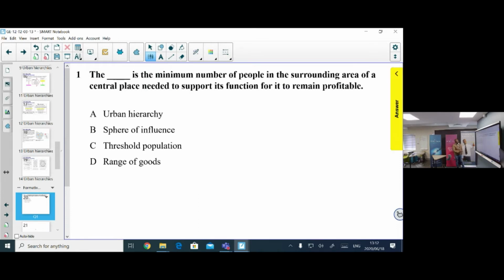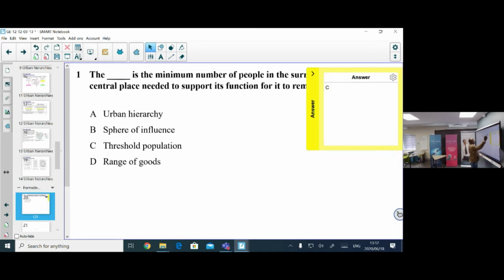I'm not sure if we covered this yesterday, but this is just an assessment that we are doing here to see if we really understood what we did yesterday. The dash is the minimum number of people in the surrounding area of a central place needed to support its function for it to remain profitable. What is the answer here? Let's check. It is C, which is the threshold population.